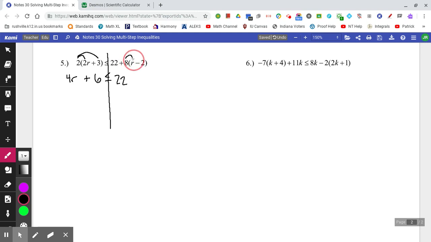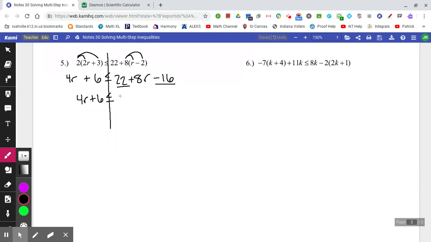But then I need to get rid of these parentheses. So positive 8 is attached to this binomial. So what I need to do is take 8 times r, which is going to give me positive 8r. And then 8 times negative 2, which is going to give me a negative 16. All right, so my left-hand side is simplified, 4r plus 6. Those are unlike terms. They cannot combine. But on my right-hand side, I have a 22 and a minus 16.